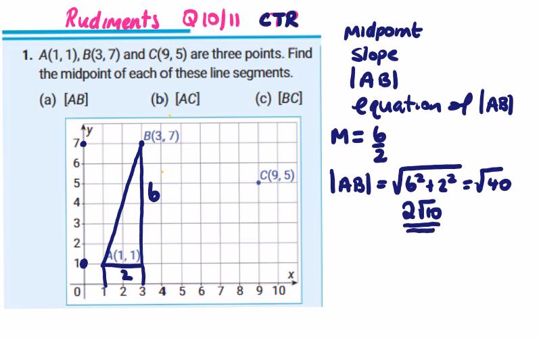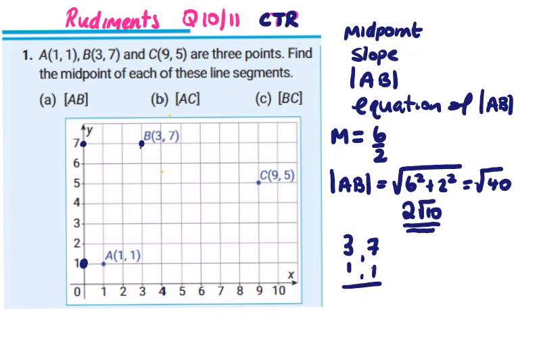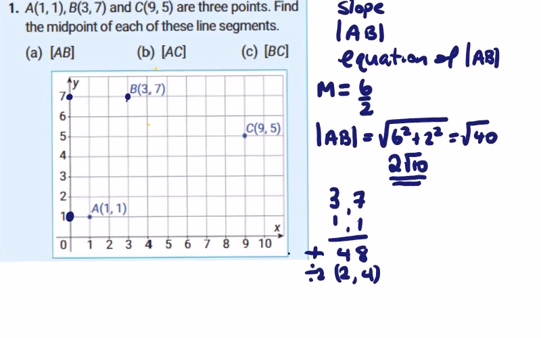The midpoint of AB, we take the points 3, 7 and 1, 1. We line them up on top of each other, 3, 7 and 1, 1, and then we add and divide by 2 to get midpoint. So 4, 8, the midpoint is 2, 4. Let's put that on the diagram. Plotting points, out 2, up 4. Does that look like the midpoint of AB? Halfway along.